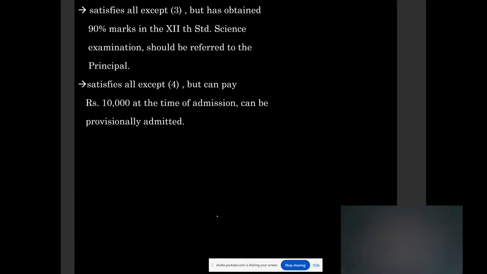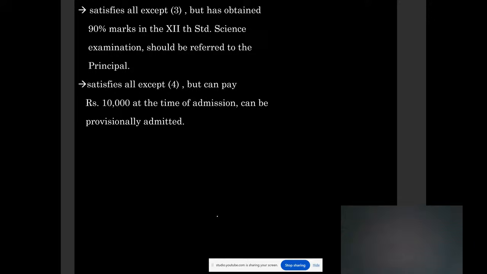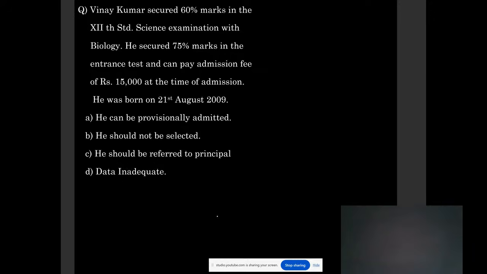But he is not satisfying two conditions, which are the second and fourth, and we don't have anything related to that. So that's why he should not be selected. So this is the correct answer. Option B is the correct answer. He should not be selected.